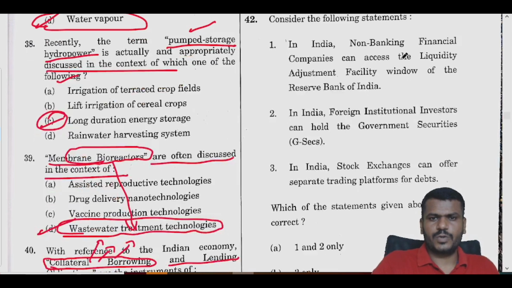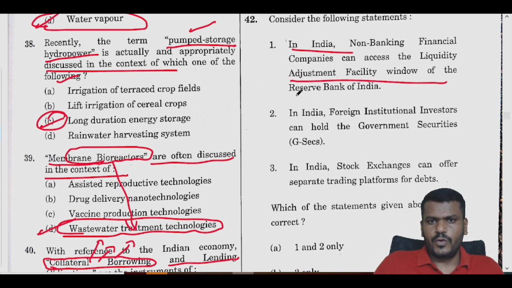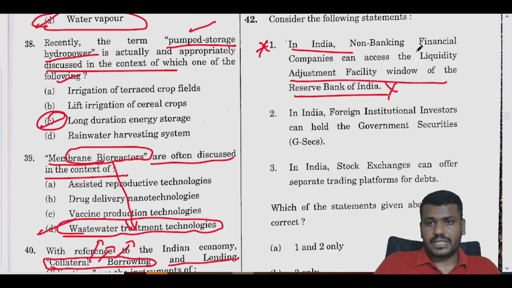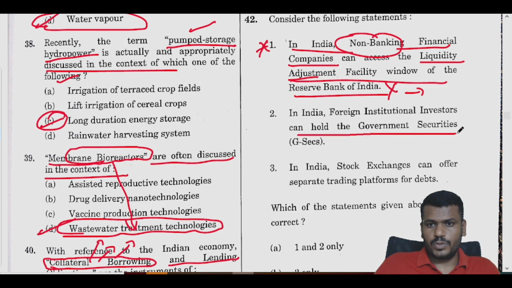Next, 42nd question, consider the following statements. In India, non-banking finance companies can access the liquidity adjustment facility window of the Reserve Bank of India. No, they cannot. Only commercial banks can. The liquidity adjustment facility is not applicable to non-banking finance companies, because they are not like commercial banks, not registered under the RBI Act, under section 2.